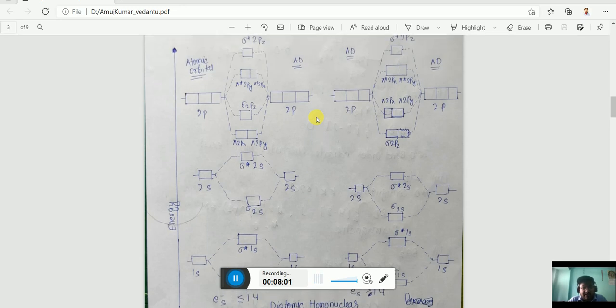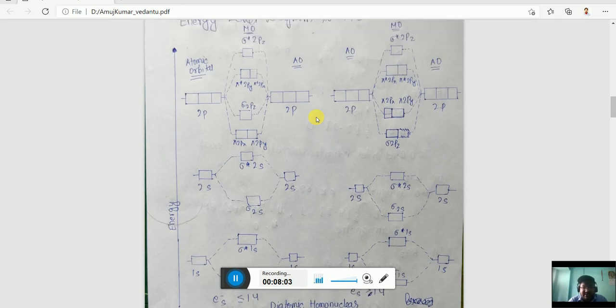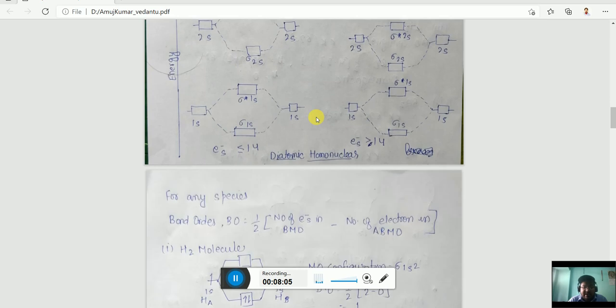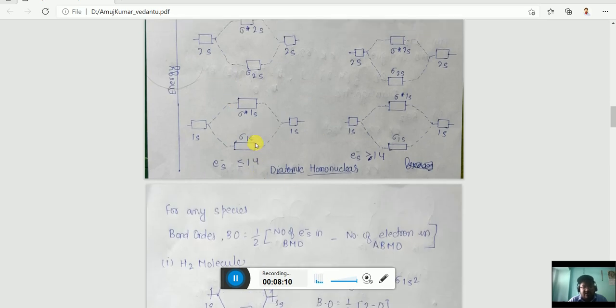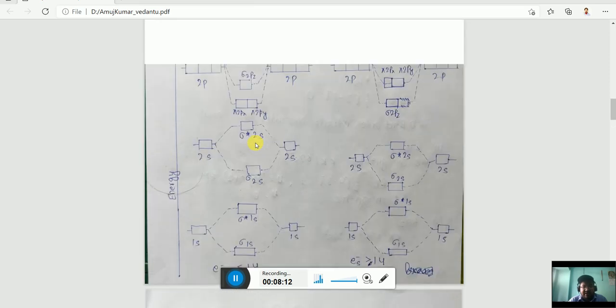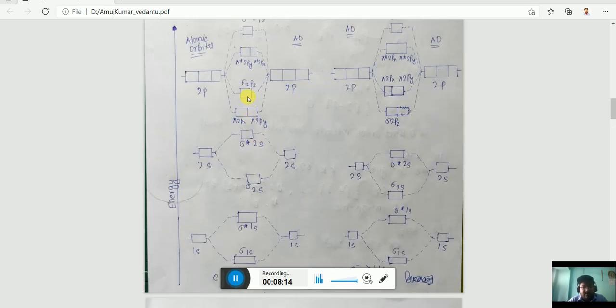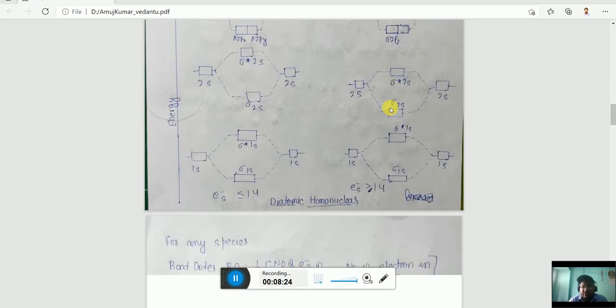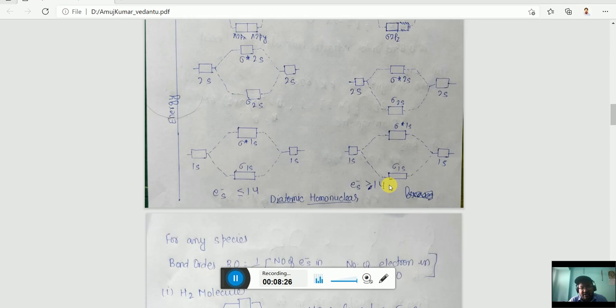but in case of p orbital, there is slight variation in energy. If electrons are less than 14 or less than or equal to, then this is called abnormal order. Here in this case sigma 2pz will come above, but in electrons greater than 14 electrons, sigma 2pz is in normal condition. So this is the case of normal order and this is the case of abnormal order.